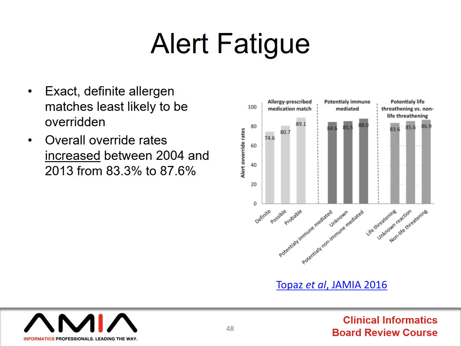So here's an example from a 2016 article in JAMIA that shows the magnitude of this problem. Looking at different types of drug allergy interactions and the alerts that they trigger, even in the scenario where you have a potentially life-threatening alert that's being shown because of a known demonstrated interaction or allergy, you're still seeing override rates of like 84% in this study. And between 2004 and 2013, this institution saw an increase in their override rates from 83.3% to 87.6%.